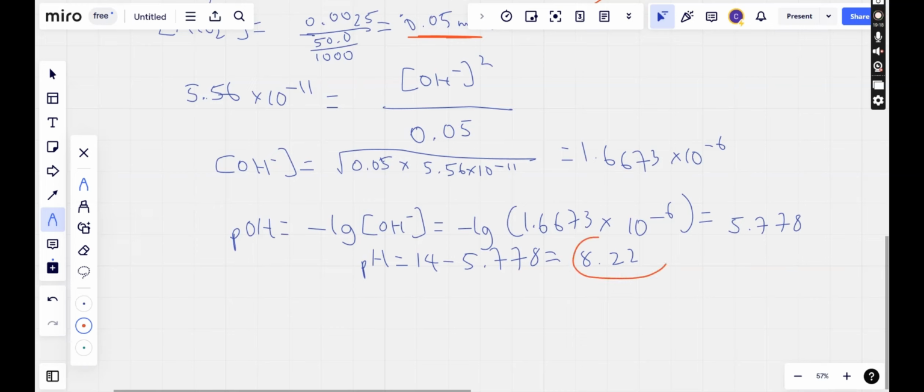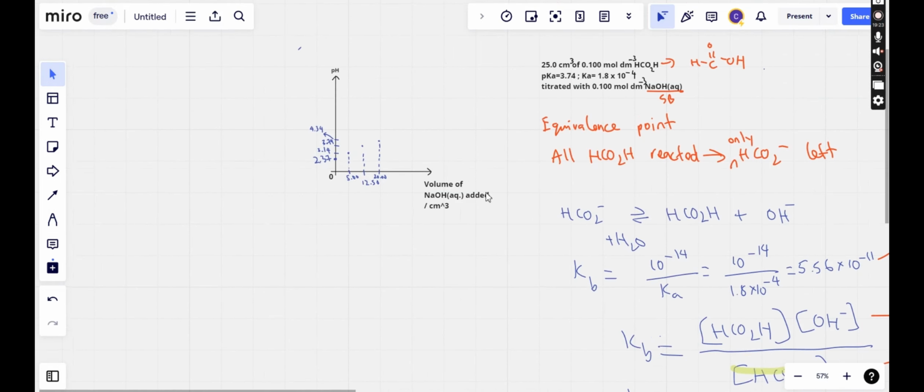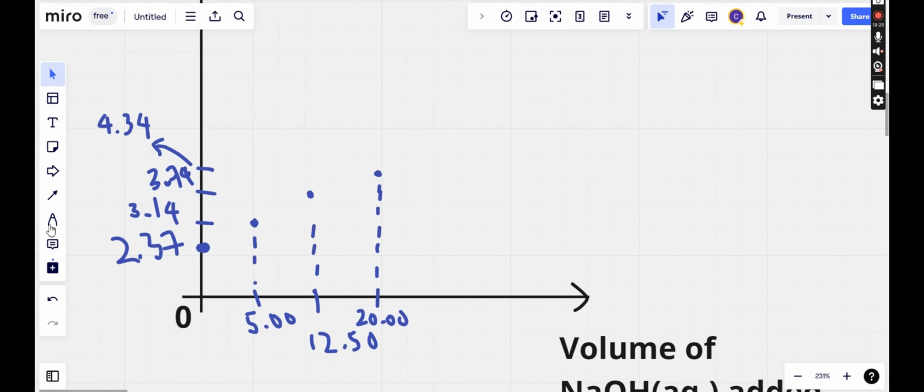Okay, so 8.22. Now let's go back to our graph. And you see that at 35, oh, this graph is legit super squeezed.